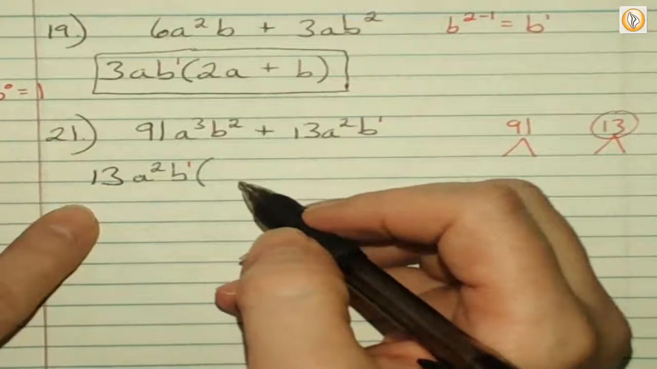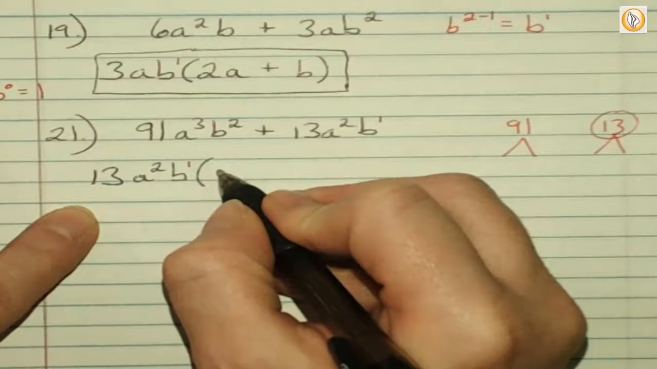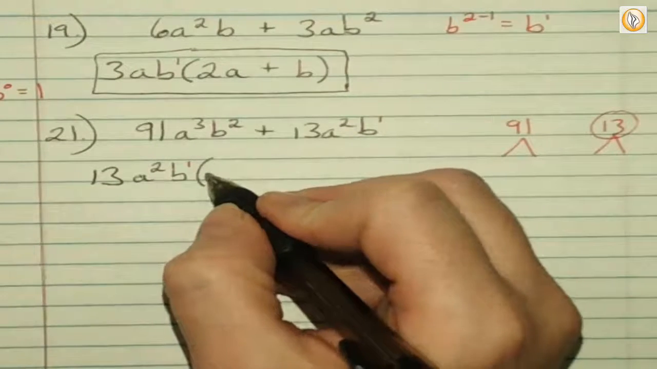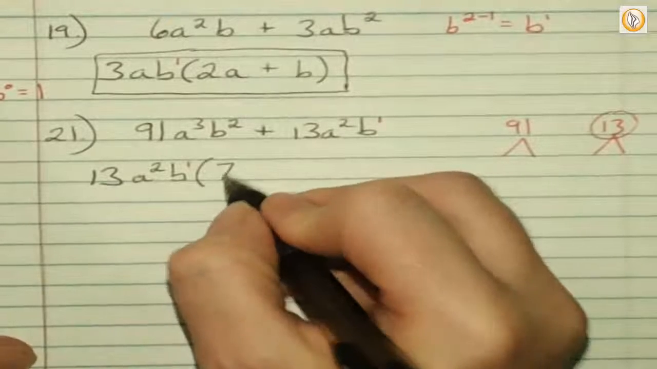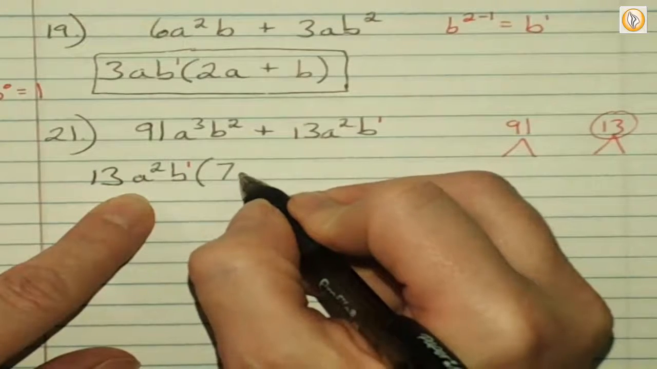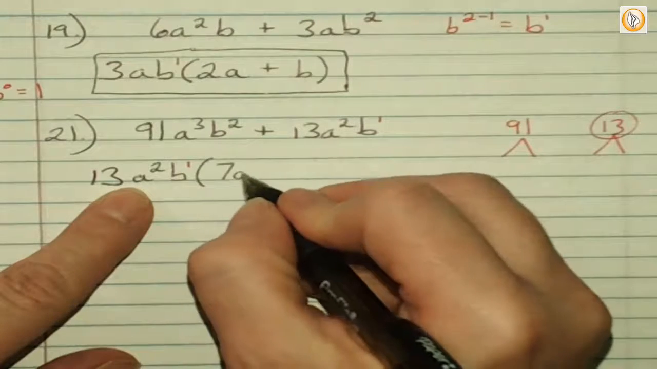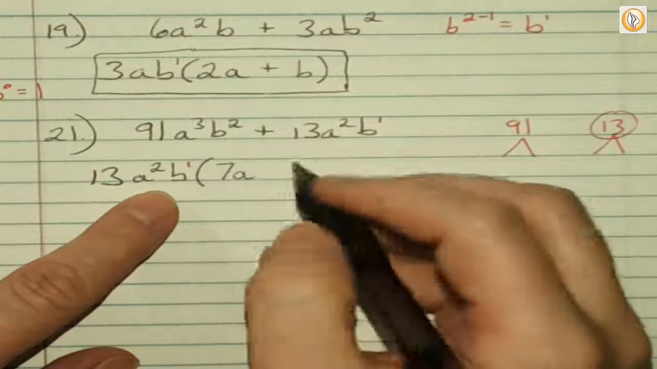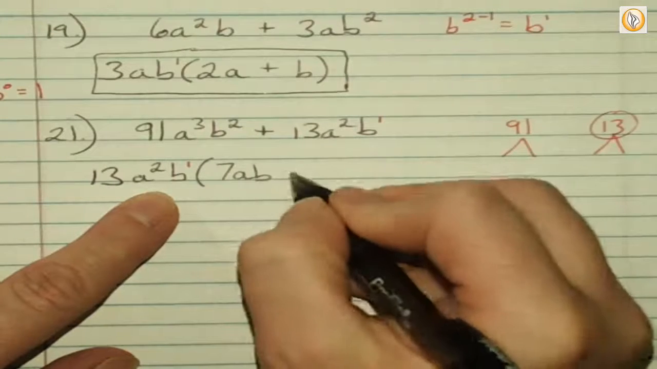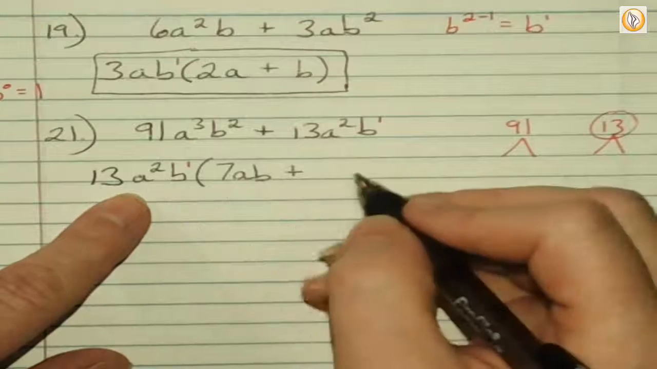So, Morgan, 91 divided by 13 is? 5? Was it 5? 3. Why don't you write it out? 7. Keith, quit yelling out answers. All right. A cubed divided by A squared, Morgan. A cubed divided by A to the power 1. B squared divided by B. B. Plus 13 divided by 13. 1. A squared divided by A squared. 0.